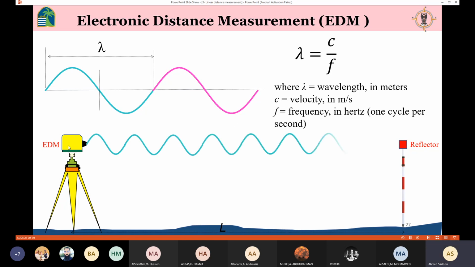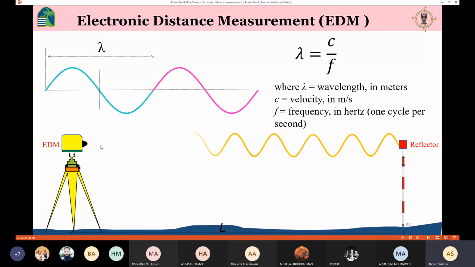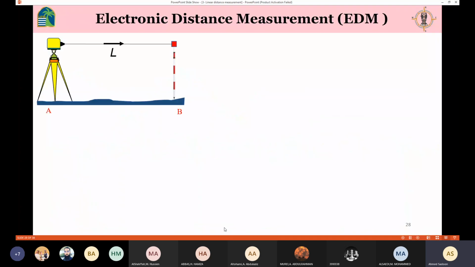Then the electromagnetic energy is transmitted through waves. That's why it's important to measure the length of the waves. Then it's reflected again in the form of waves. So through this formula, we can measure the length of one wave. And the distance, from here to there, is referred to by L or D.